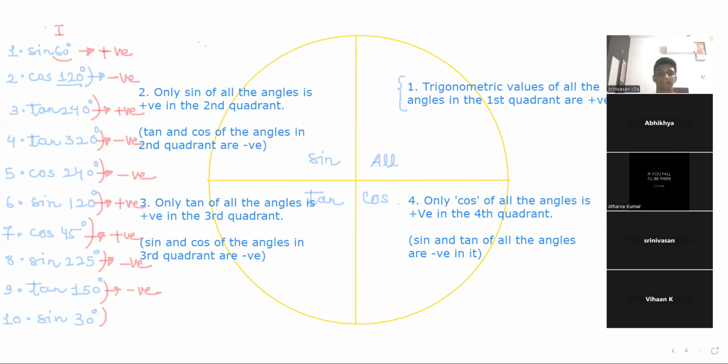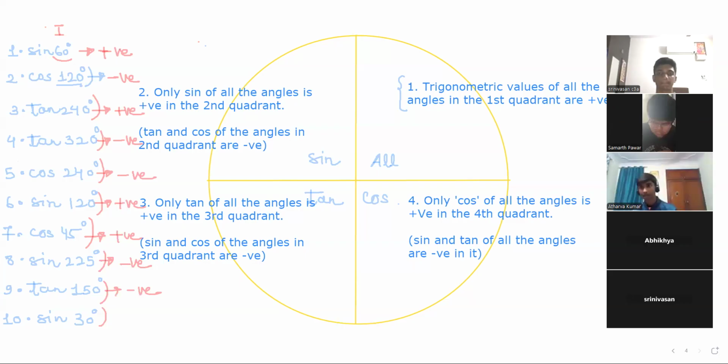Yes, sir. Sine 30 is plus, positive because it lies in the first quadrant. I hope all of you understood this and you got the right answers.